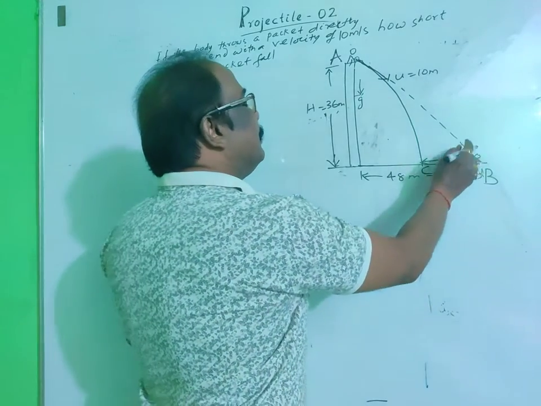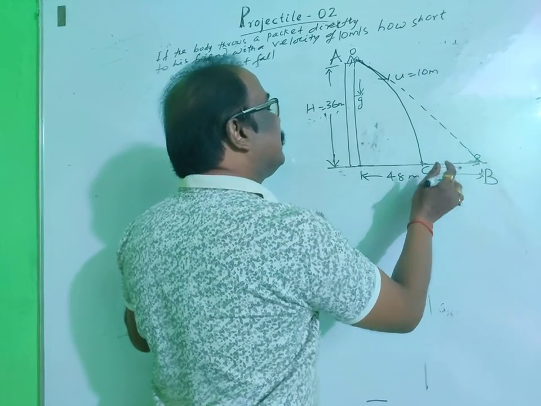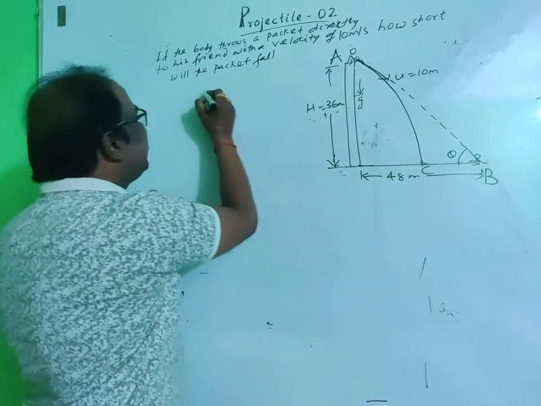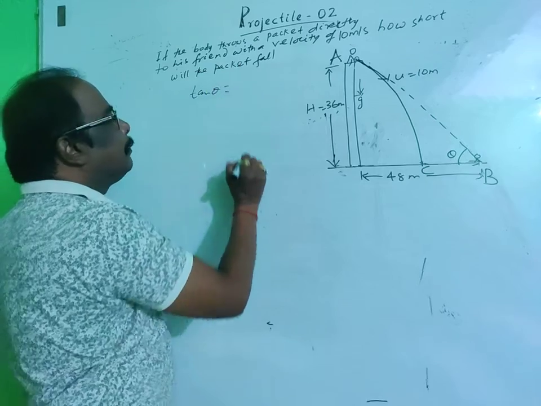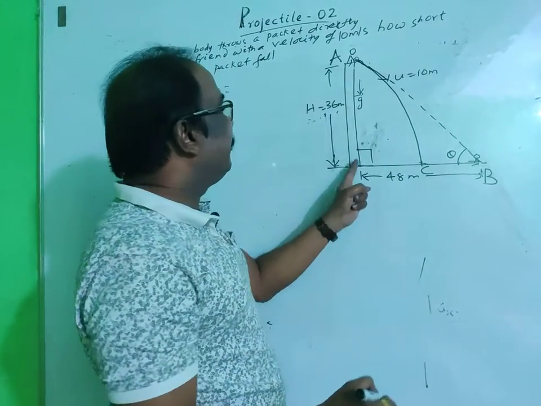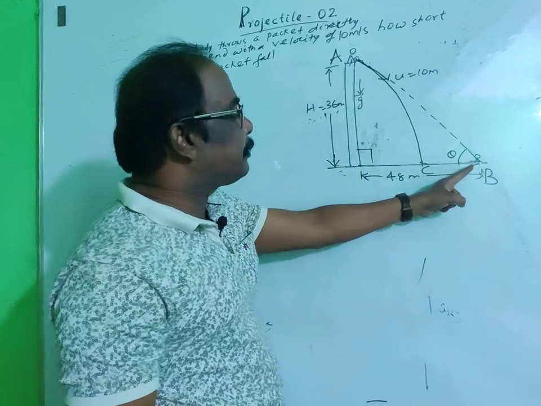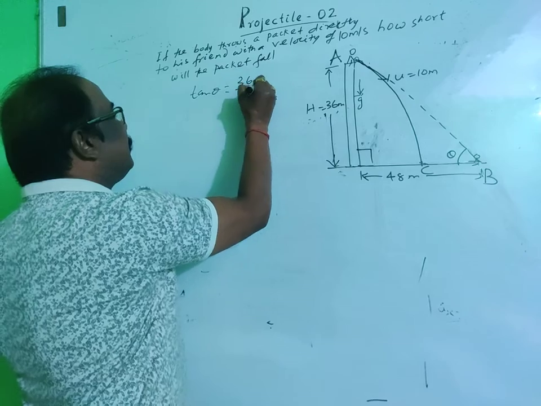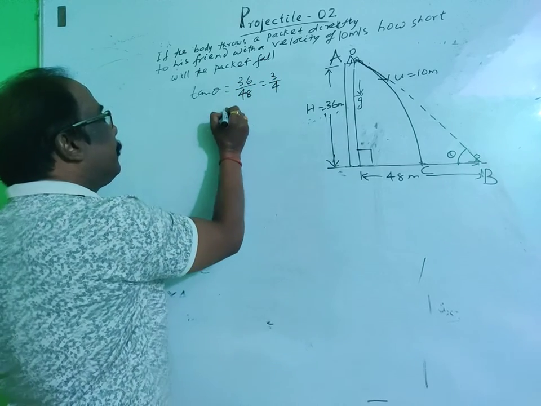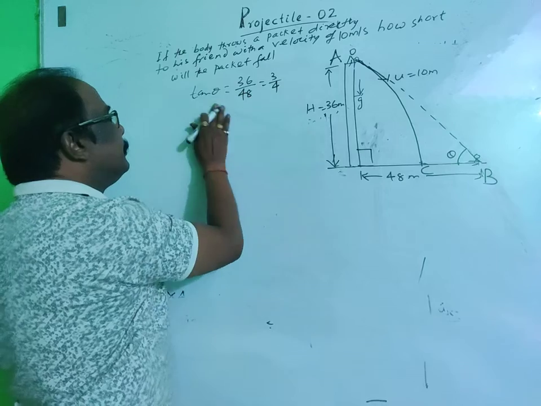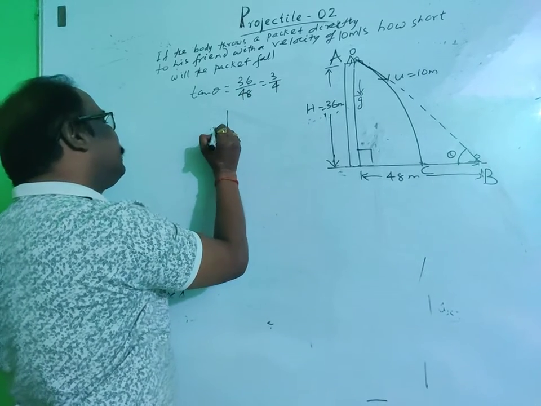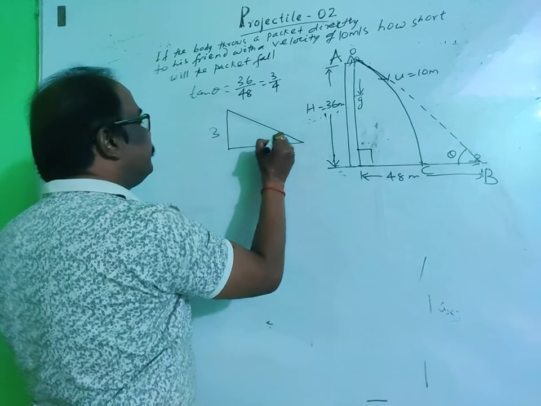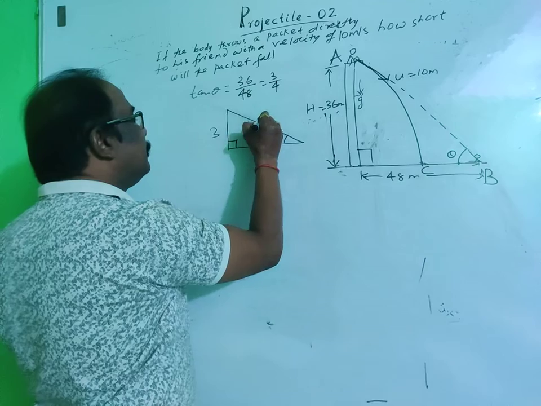To calculate this distance, meaning BC, let this angle be theta. This is a straight line. So tan theta: this angle is 90 degrees, perpendicular is 36, base is 48. Then tan theta is 36 divided by 48, which equals 3 by 4. You know this is 3, this is 4, this angle is theta, this angle is 90, and this is 5.